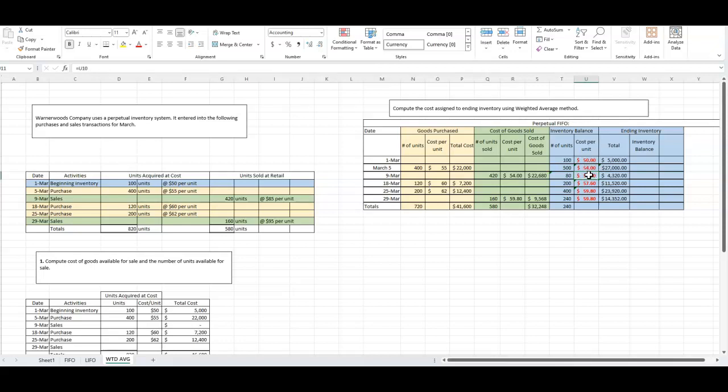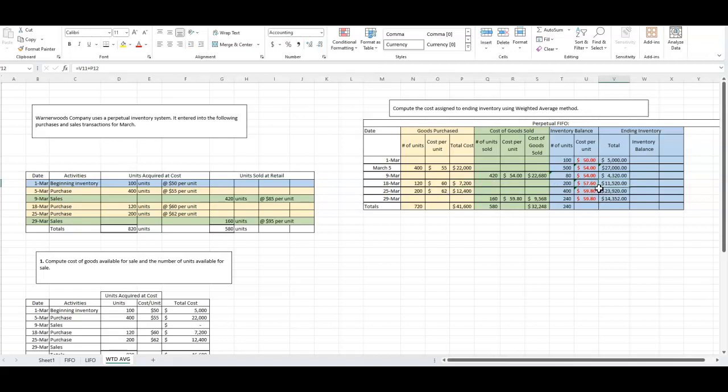When I sell, I'm going to use that cost as my cost of goods sold. So 420 units sold, I only have one layer, just 500 minus 420 gives me 80 units. I sold them costing at $54, so $22,680 is cost of goods sold. Ending inventory at that time is $4,320. I'm going to add two more layers. Again, 80 units plus 120 units gives me 200 units, $4,320 in cost plus $7,200 in cost gives me $11,520.